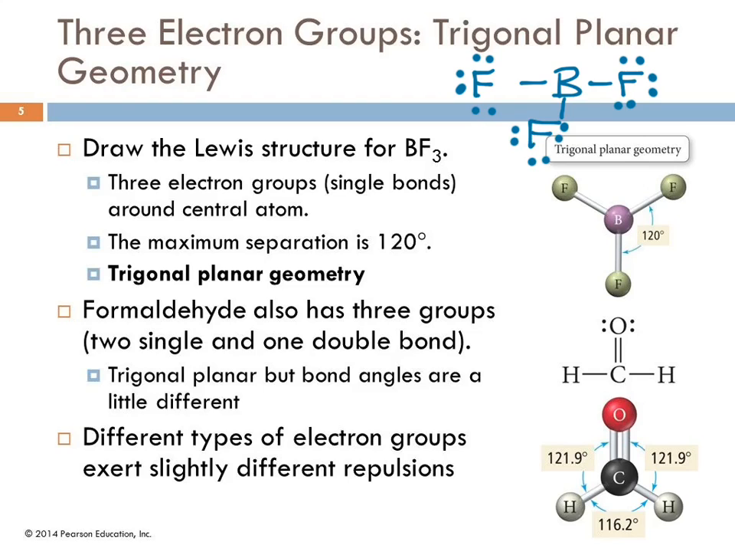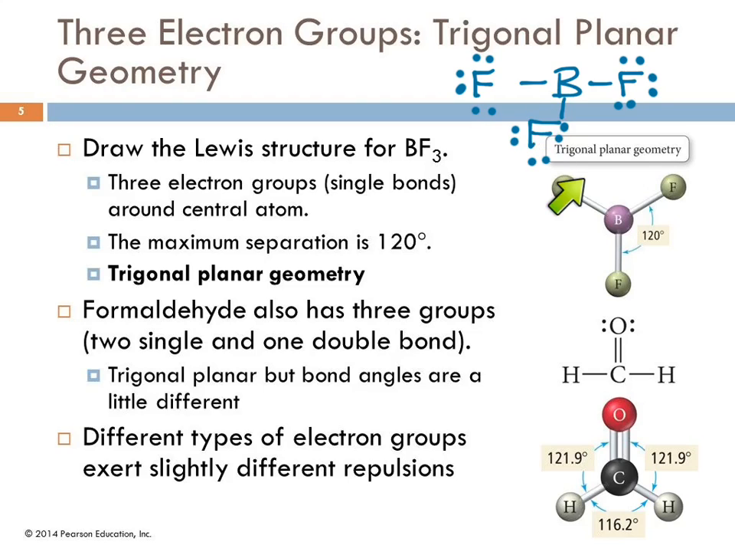If we look at formaldehyde, here's the Lewis structure for formaldehyde. And we're looking at the central atom. How many electron groups? 3. There's 2 single bonds and 1 double bond. It's 3 groups. 3 groups get away from each other by making a triangle. And so this will also have a trigonal planar geometry. Now what's a little different here is that this is an oxygen and these are hydrogens. This is a double bond. Those are single bonds.